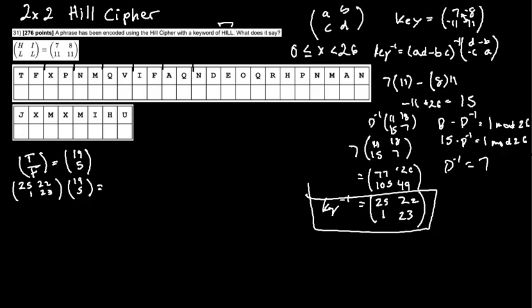So what happens here is first, this number gets multiplied by this number. Next, this number gets multiplied by this number. And that adds together. So we get 25 times 19, which is 475, plus 22 times 5, 110.